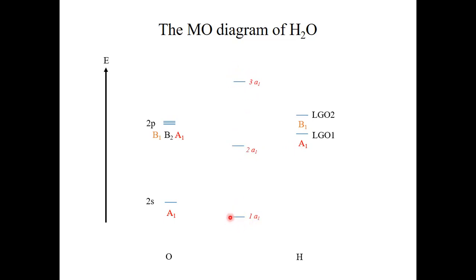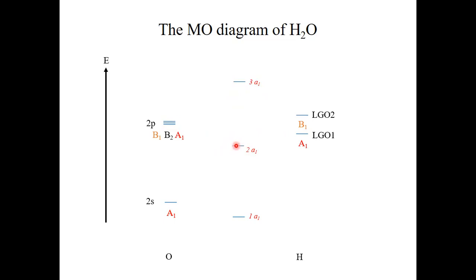So the bonding one should always be energetically below the atomic orbital that has the lowest energy in the same symmetry type. So it's in this case the 2s. And the anti-bonding one should always be in energy above the energy of the atomic orbital or ligand group orbital which has the highest energy. So in this case, that would be the 2p orbital. So the third orbital, which is the 2a1, is here approximately in the middle.